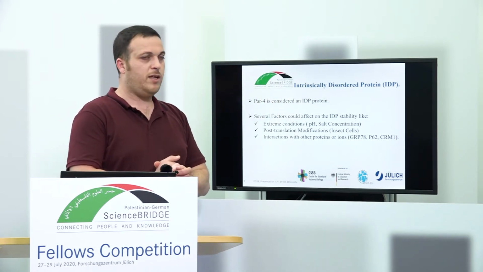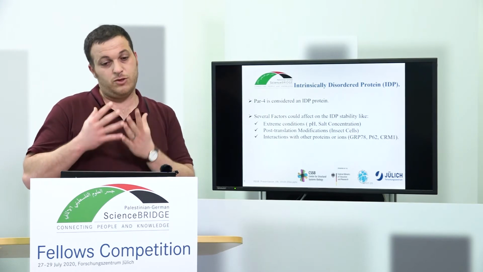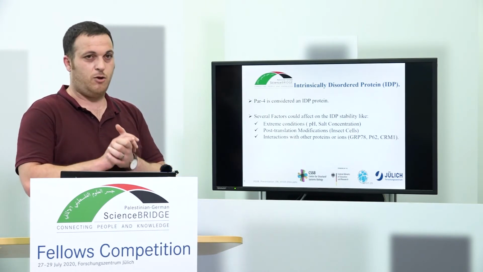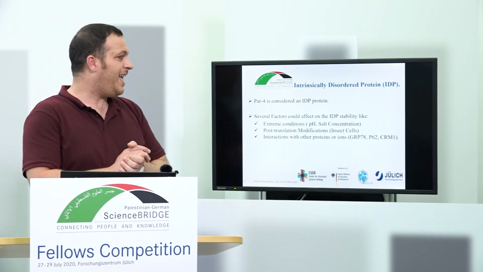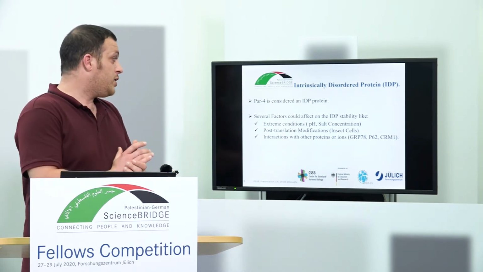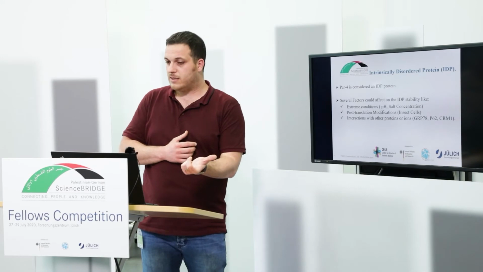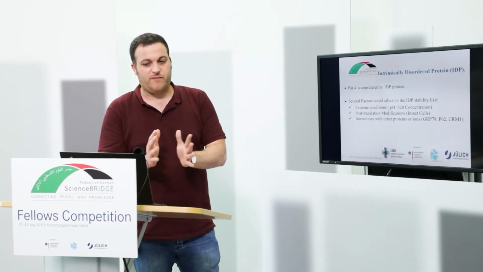Par-4 is considered and known as an intrinsically disordered protein, or IDP. It means they lack a fixed three-dimensional structure. We want to study the structure of this protein in three-dimensional form. Therefore, we need to look at factors that can affect the stability and the folding of proteins, and there are several.